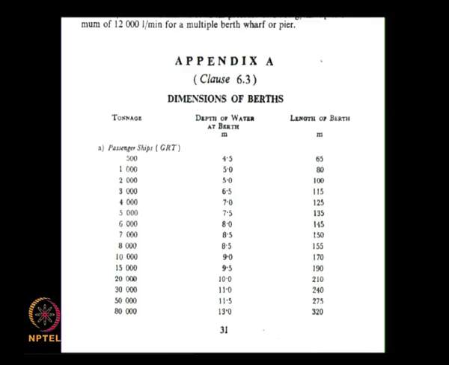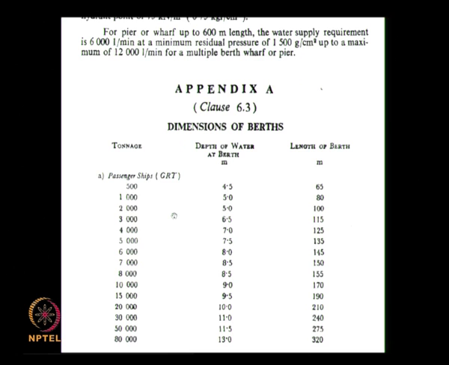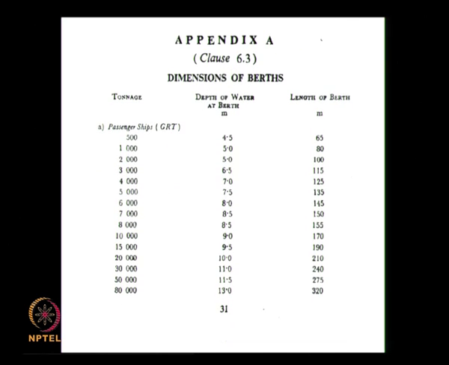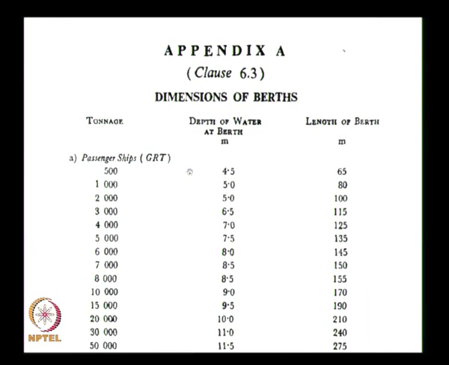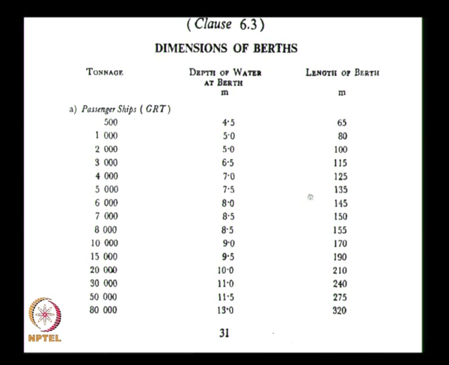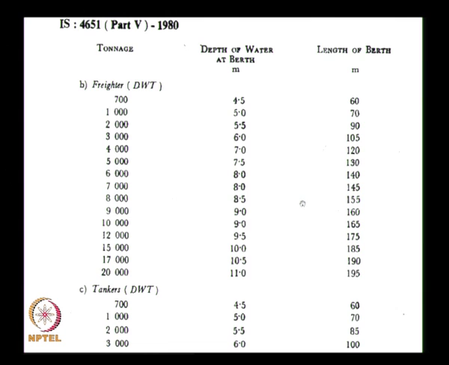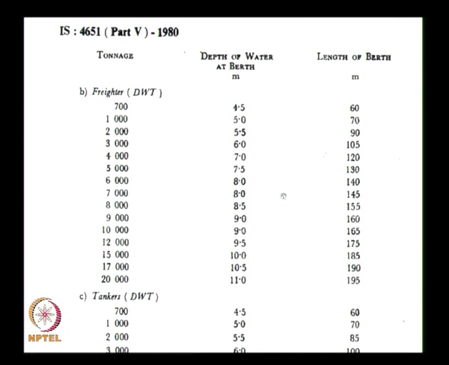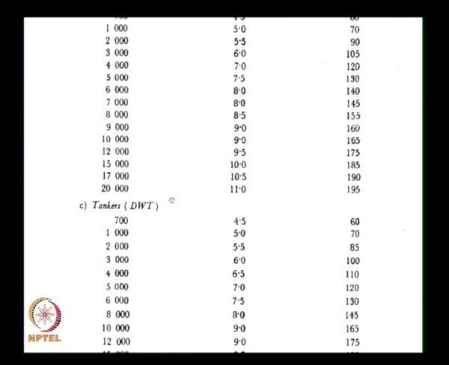Now we are coming to the end of this port planning. In this appendix, this table gives what will be the size of the vessel, that is in terms of GRT, what is the depth required and what is the length of the berth. So this gives an idea. If you have a passenger ship of different sizes, what will be the water depth required and what is the length of the berth. Similarly it is given for freighters, then tankers.